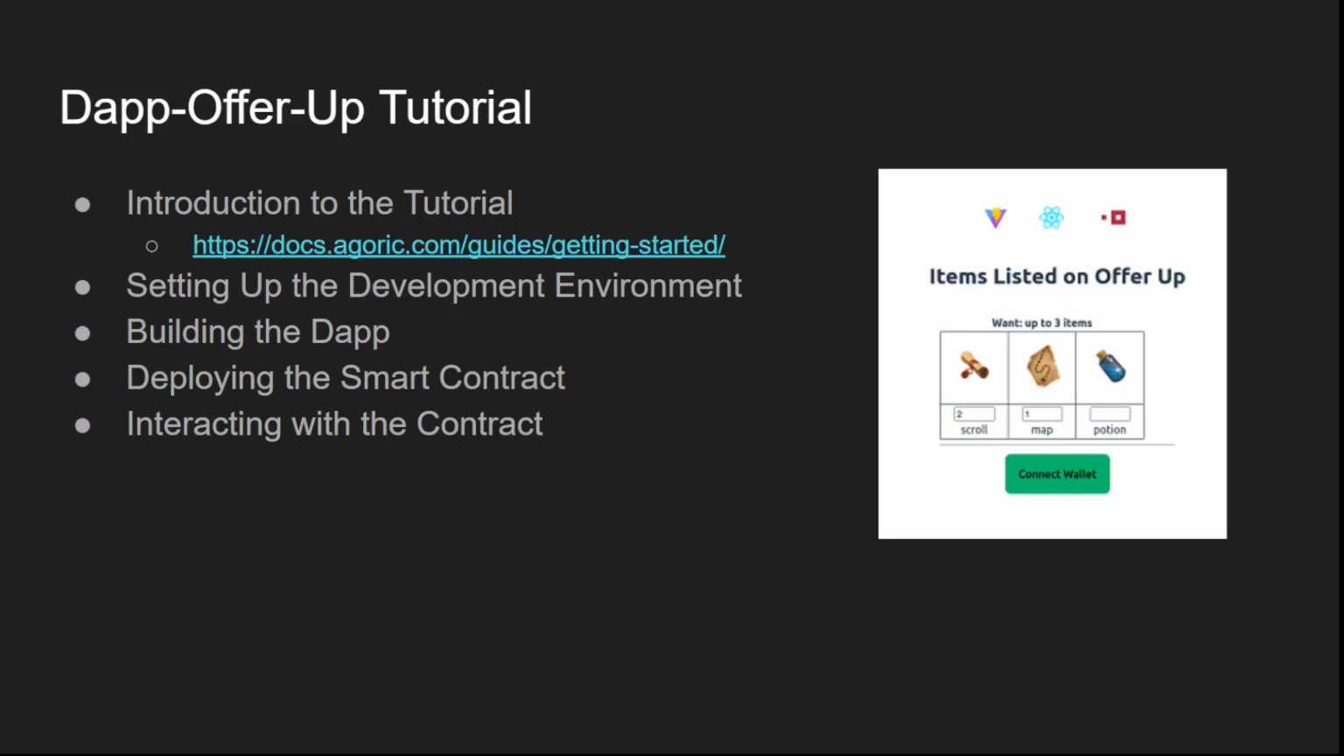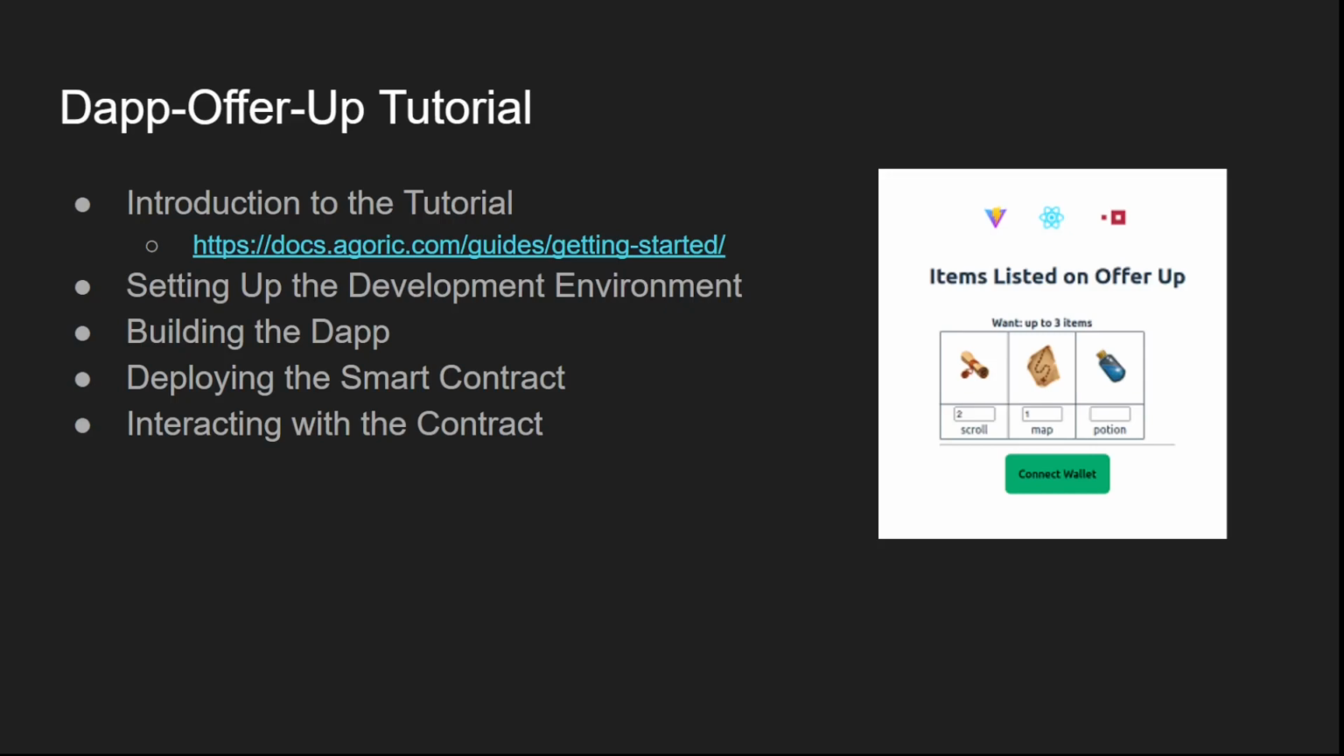Before we can start building the DApp, we need to set up our development environment. This involves installing the necessary tools and dependencies, such as Node.js, and other related libraries and components. The tutorial provides clear instructions on how to set up your environment correctly. Once your environment is ready, we can move on to building the DApp. This step involves writing smart contract code and building the front-end application that will interact with your contract.